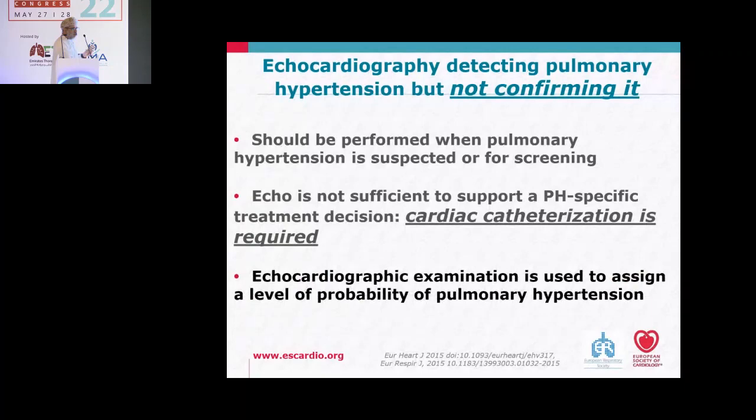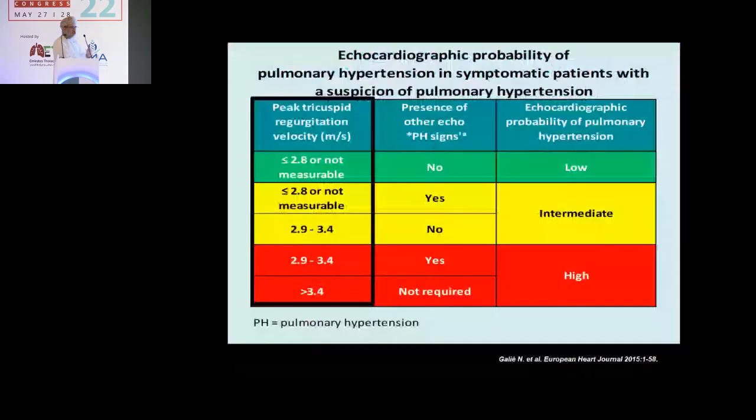So what is the role of echo? Echo examination is used to assign a level of probability of pulmonary hypertension. And then based on this probability, we move to right heart catheterization. This is what it is based on. The most important is peak tricuspid regurgitation velocity, which is mainly less than 2.8 or more than 3.4, in the presence or absence of other echo findings, which will be on the second slide.